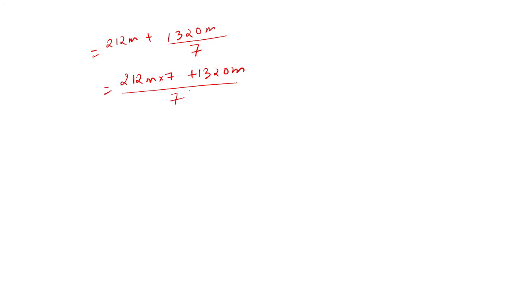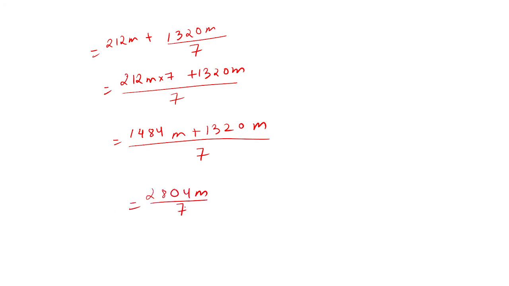Now, when you calculate this, you'll get 102 meter plus 1320 meter by 7. So you take the LCM: 12 meter into 7 plus 1320 meter divided by 7. 212 into 7 gives you 1484 meter plus 1320 meter by 7. So 1484 meter plus 1320 meter is 2804 meter by 7. So this is going to be the distance of the inner edge.